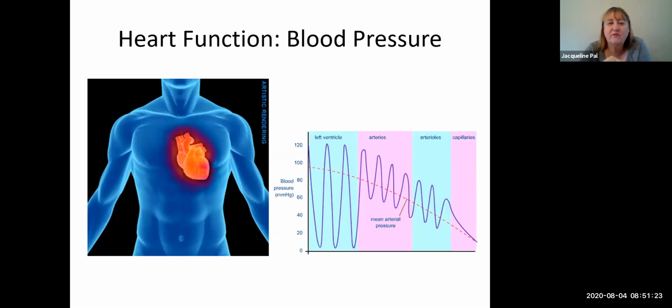So one of the main functions of the heart is to generate a pressure behind the blood when it exits the heart so it can travel to the entire systemic circulation. And the further away you are, the smaller vessels you are, the lower that pressure is going to be.